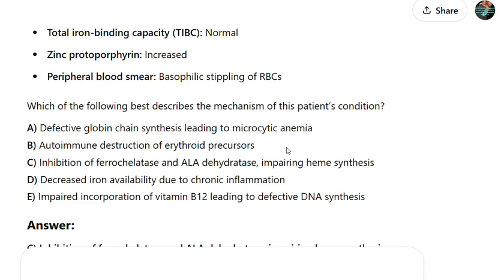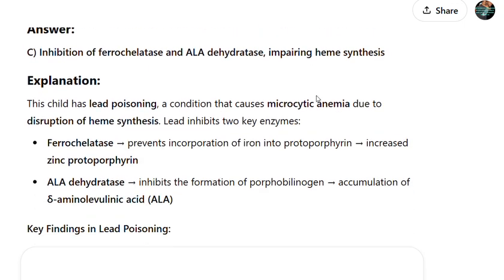Answer C. Inhibition of ferrochelatase and ALA dehydratase, impairing heme synthesis. Explanation. This child has lead poisoning, a condition that causes microcytic anemia due to disruption of heme synthesis. Lead inhibits two key enzymes. Ferrochelatase inhibition prevents incorporation of iron into protoporphyrin, causing increased zinc protoporphyrin. ALA dehydratase inhibition blocks the formation of porphobilinogen, causing accumulation of delta-aminolevulinic acid, ALA, in serum and urine.